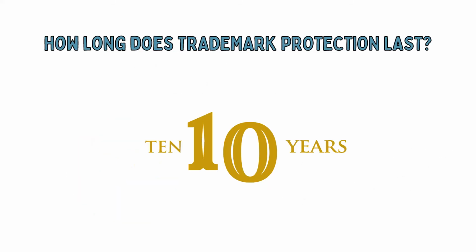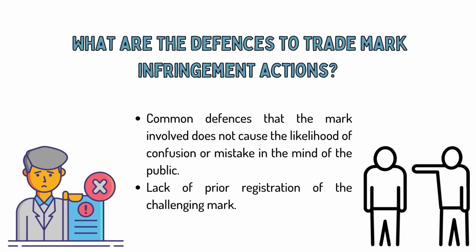How long does trademark protection last? The term of protection is 10 years from grant, renewable for periods of 10 years. To maintain the registration, declarations of actual use, DAUs, and evidence of use must be filed. What are the defenses to trademark infringement actions? Common defenses include that the mark involved does not cause the likelihood of confusion or mistake in the mind of the public, or deceive purchasers as to the origin or the source of the goods. Lack of prior registration of the challenging mark is another defense.